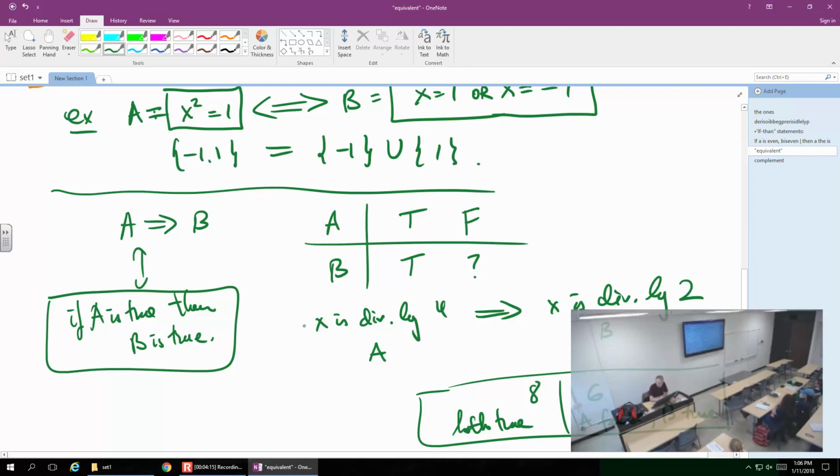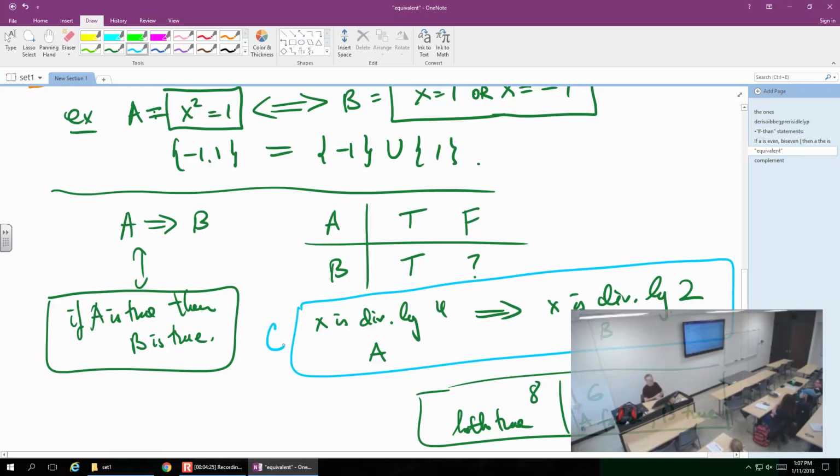In fact, everything is a statement. I was talking about two statements. What if I look at this together? It's also a statement, say C. We're saying that if x is divisible by 4, then x is divisible by 2, and we can say that, as stated, C is true, but its converse is not. In general, it's the same thing. This one could be a statement.